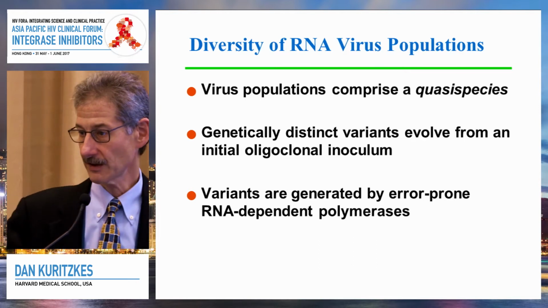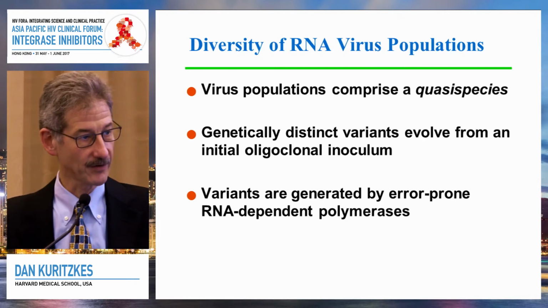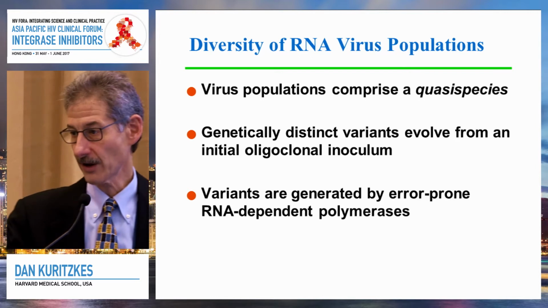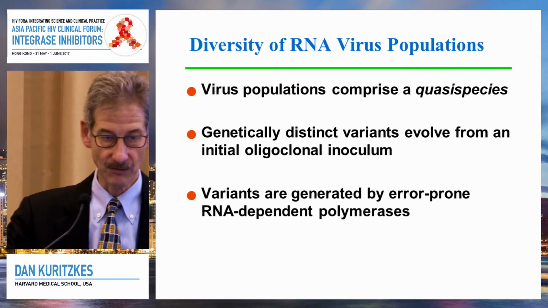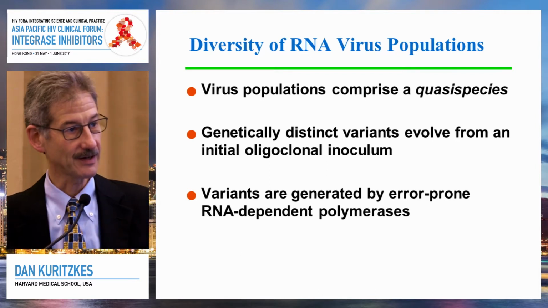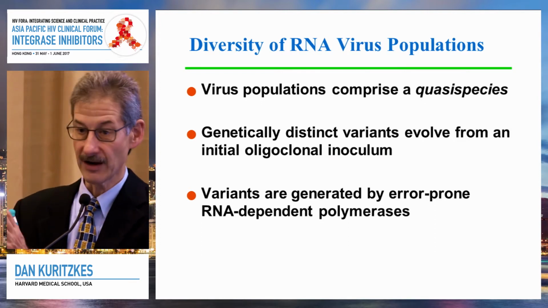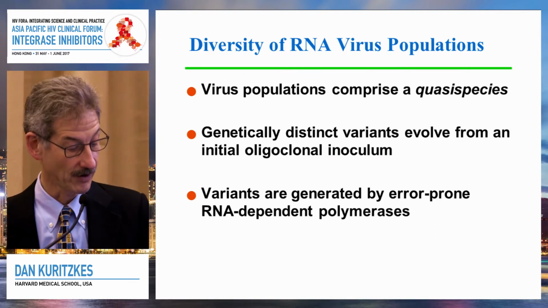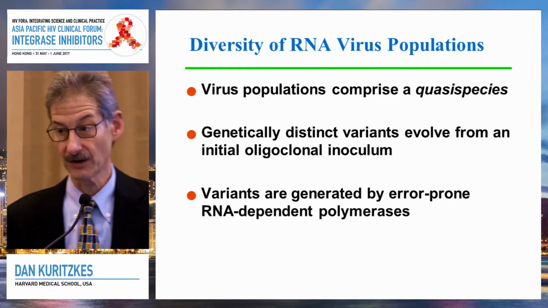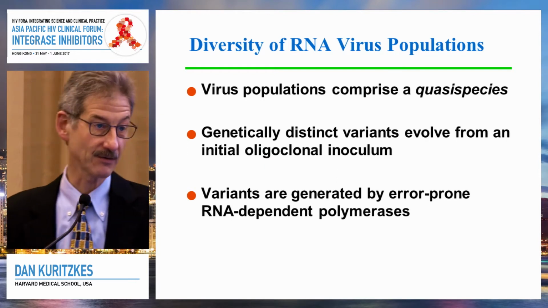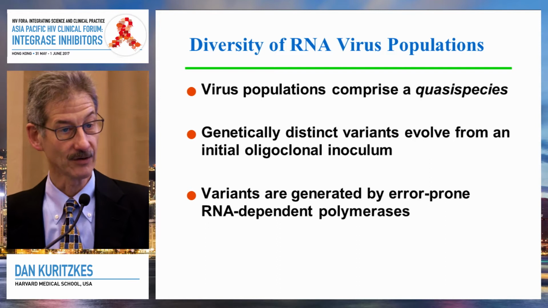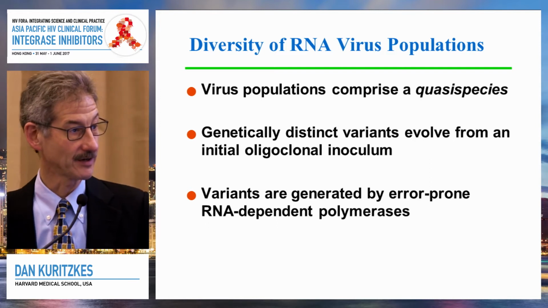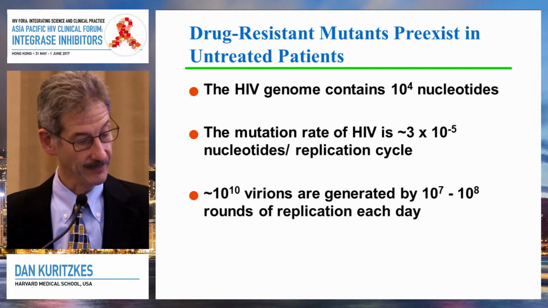And these genetically distinct variants evolve from an initial oligoclonal inoculum. A single virus or one or two viruses succeed in establishing infection and then diversify because of the error-prone RNA-dependent polymerase. In the case of HIV, this is the reverse transcriptase. If we were talking about influenza or dengue virus, it would be an RNA-dependent RNA polymerase.